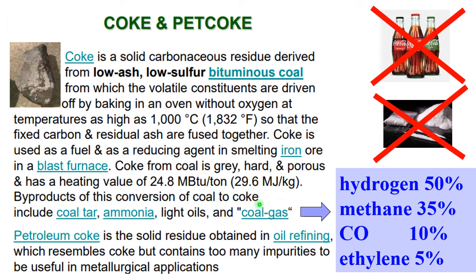Now, the byproducts, the volatile stuff that runs away when you heat coal at 1000 degrees, are so-called coal gas. It's mostly hydrogen, but also there is methane, carbon monoxide, and ethylene. It can have some interest for the chemical industry, but is mainly used as fuel in metallurgy.